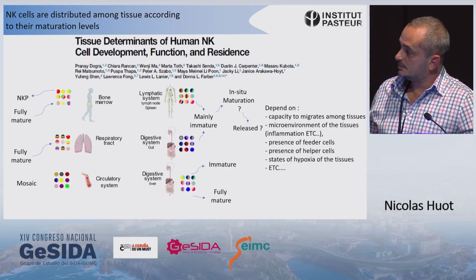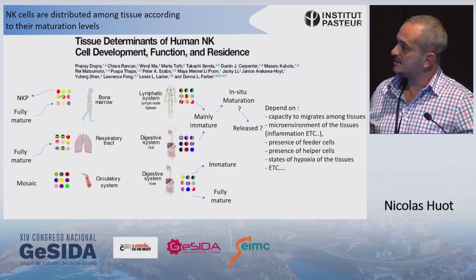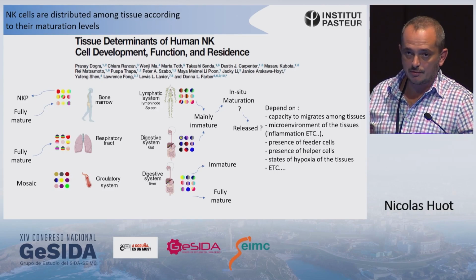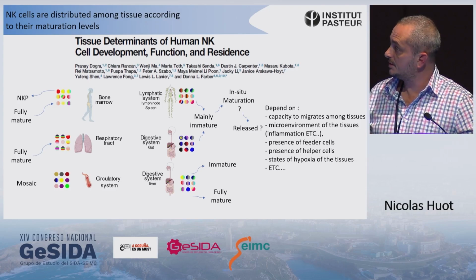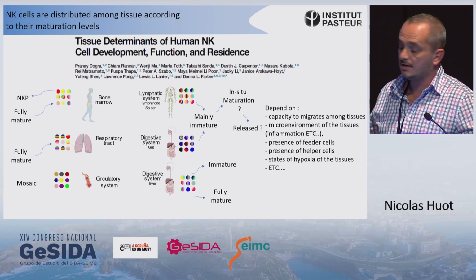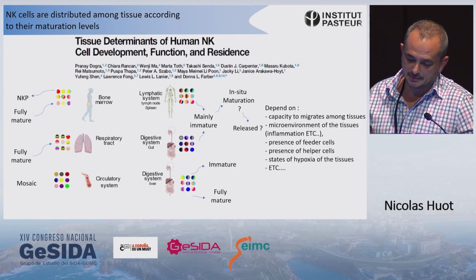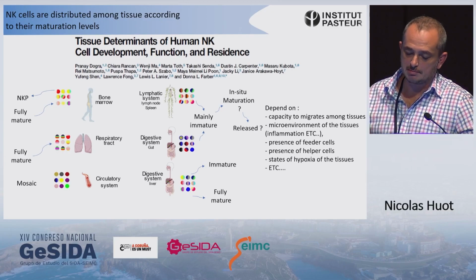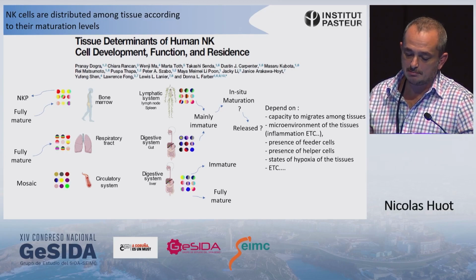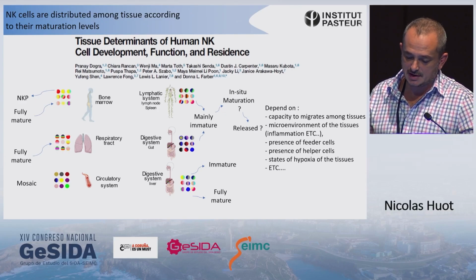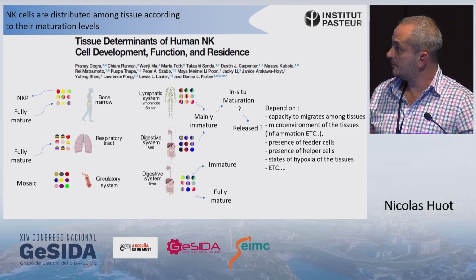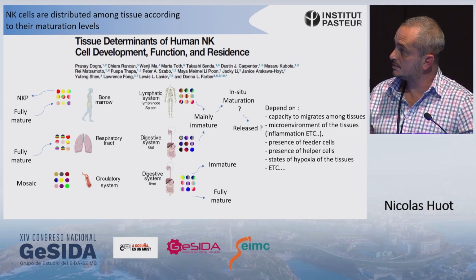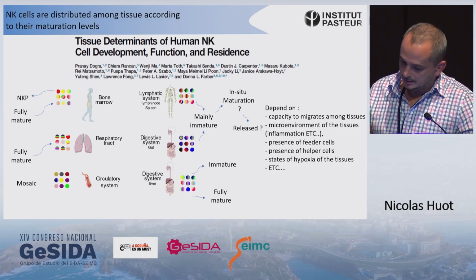Finally, to say that the blood only represents a kind of mosaic of what we could see in tissue NK cells. And the maturation of NK cells depends on many factors, as I said previously, which are especially their capacity to migrate among tissues, the microenvironment which is provided by the tissue, but also the presence of feeder cells, the presence of helper cells, the type of hypoxia of the tissue. We don't have exactly the same picture if you are in the lymph node or if you are in the lung, and many other factors.